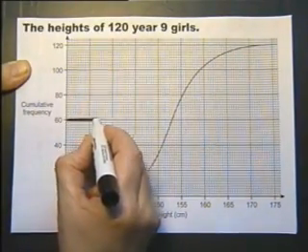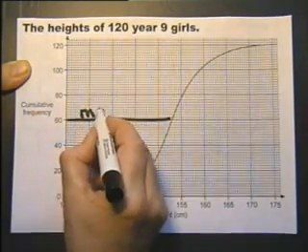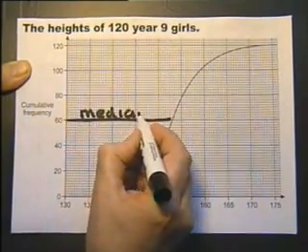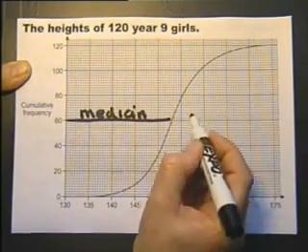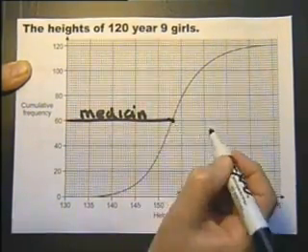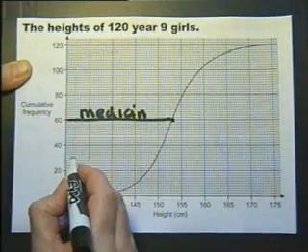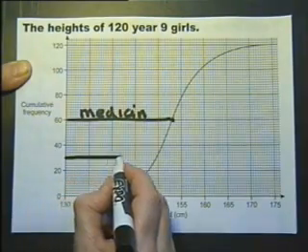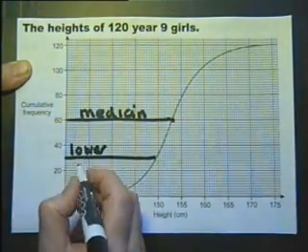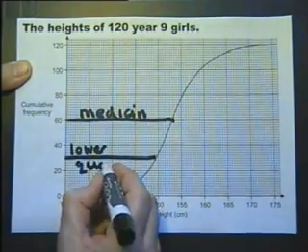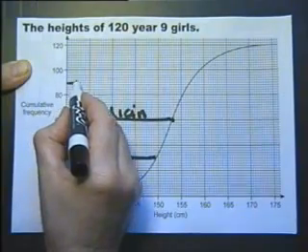There is the 60, which is the median. Now when there's 120, you can argue it's between 60 and 61, but it's all approximation anyway, so you don't get that fussy. That's the median. The lower quartile will go across at 30. And the upper quartile will go across at 90.